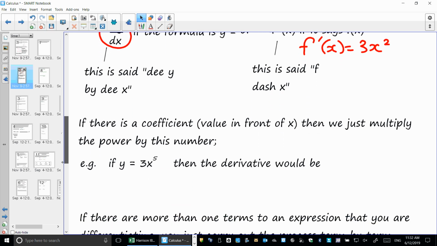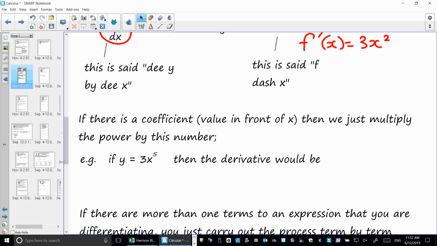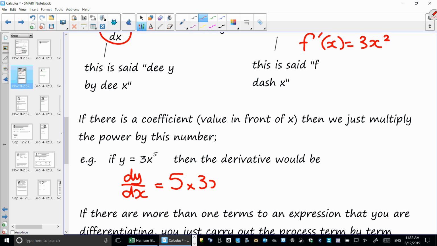Now, if there's a coefficient, the value in front of x, then that just stays there and we multiply the power by that. So if I had y equals 3x to the power 5, I would say dy dx, because it was a y equals expression, 5 multiplied by 3x, and now my power is a 4. Now, I wouldn't leave it like that. I'd actually work out what that is. So that's 15x to the 4.